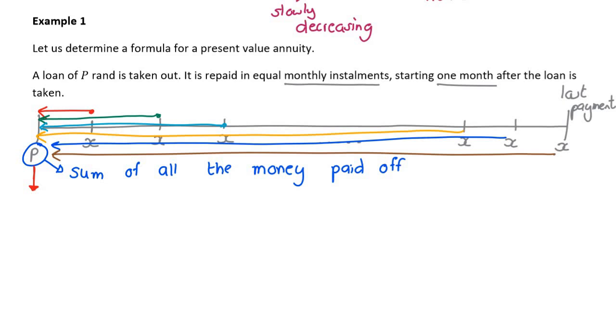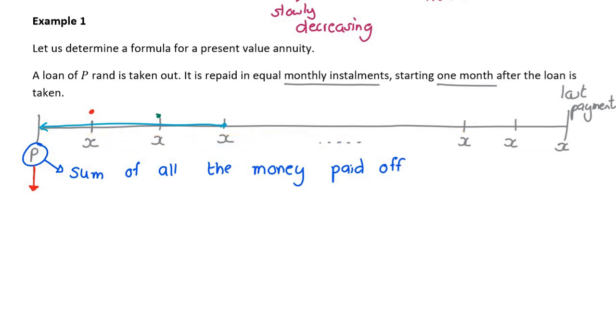So I'm going to erase my lovely colorful arrows for a second just so I can work with my timeline. Let's pretend that we made n payments. So let's pretend that this is the nth payment. And let's start with that last payment.